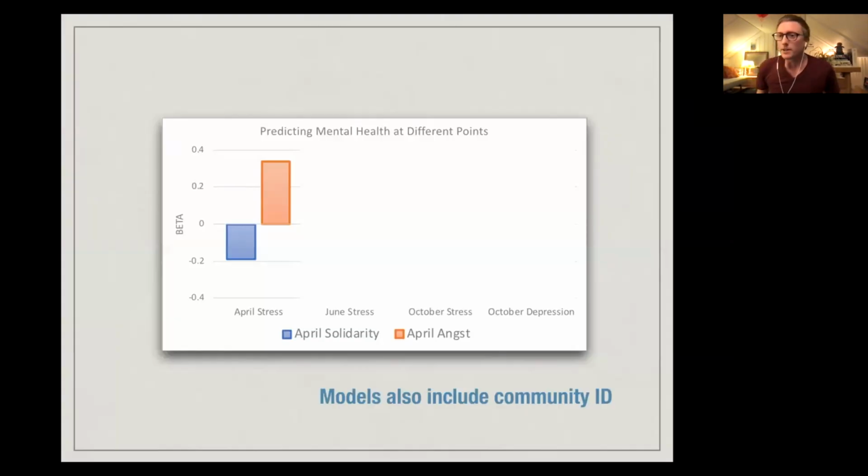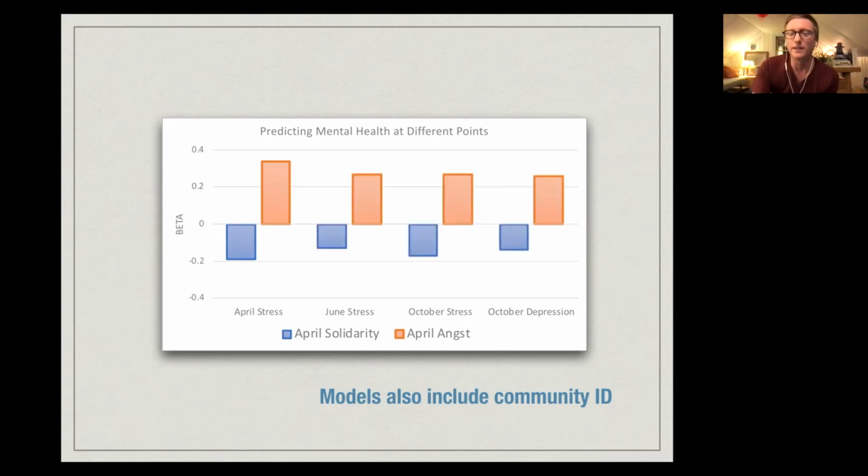So this is going to be a similar graph to last time, again, showing you the strength of the relationship between, in this case, solidarity measured in April and angst measured in April, and then stress at various time points. So we see that solidarity in April is predicting less stress in April, and feeling angst in April, concern for the future of your local community, is predicting more personal stress at that time point. And that those relationships hold over time.